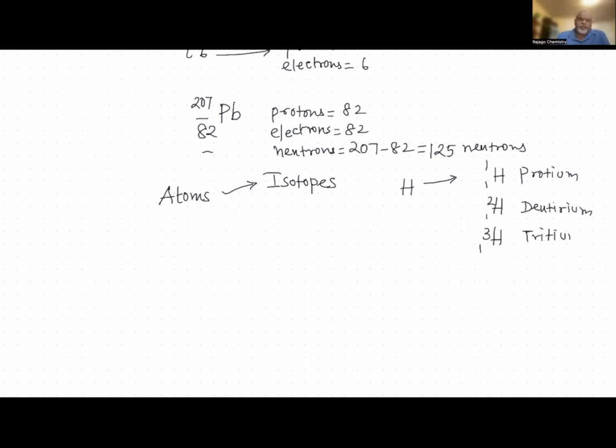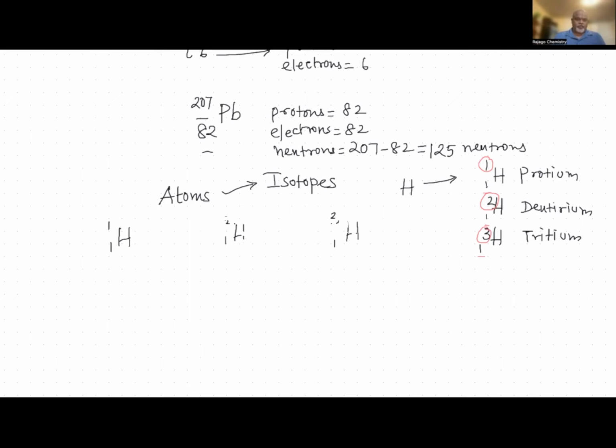Here, the atomic numbers of all of them are the same: 1, 1, 1. But the mass numbers are different: 1, 2, 3. So when they have different mass numbers, the number of neutrons is also different. Let's look at this simple example, H 1 1, H 1 2, H 1 3.